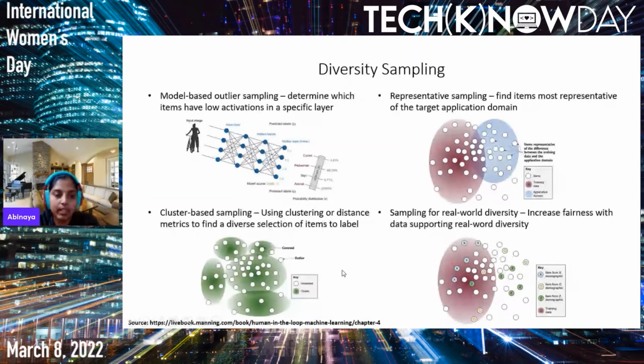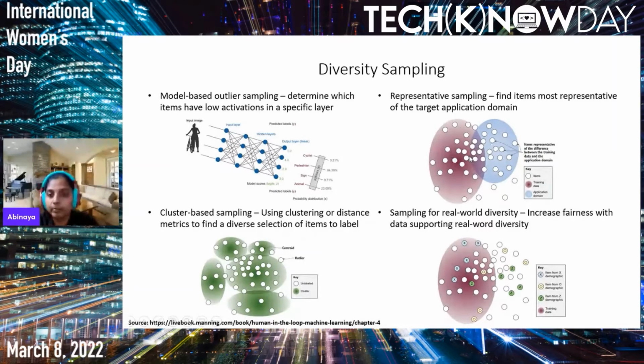The next is representative sampling. In any real world scenario, the place where you're going to deploy your model, the data distribution there might be different from the actual training data distribution. So this is a very normal occurrence. In this method, we try to find the items that are most representative of the target application. This way we try to make the model robust enough to generalize. So this is what representative sampling does.